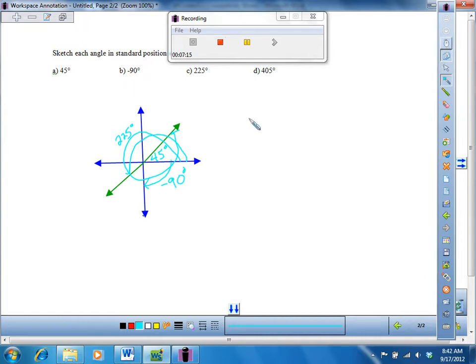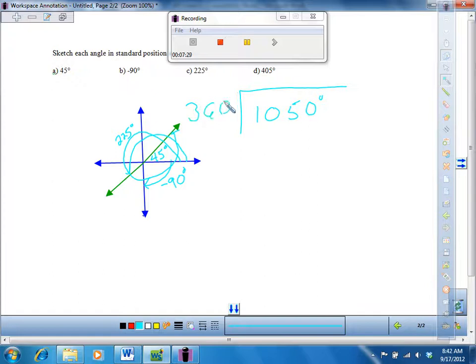So the other way, sometimes you'll have an angle like 1,050 degrees or something like that. The best way to figure out where the terminal side is, divide 360 in there, right? And see how many times it goes in. So 360 would go in there 3 times, 2 times? 2, 7, 20. So if I subtract, I get 330.